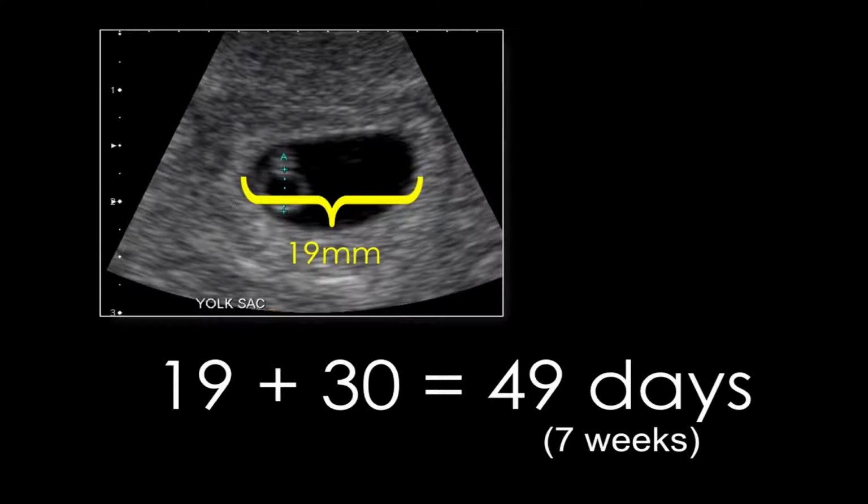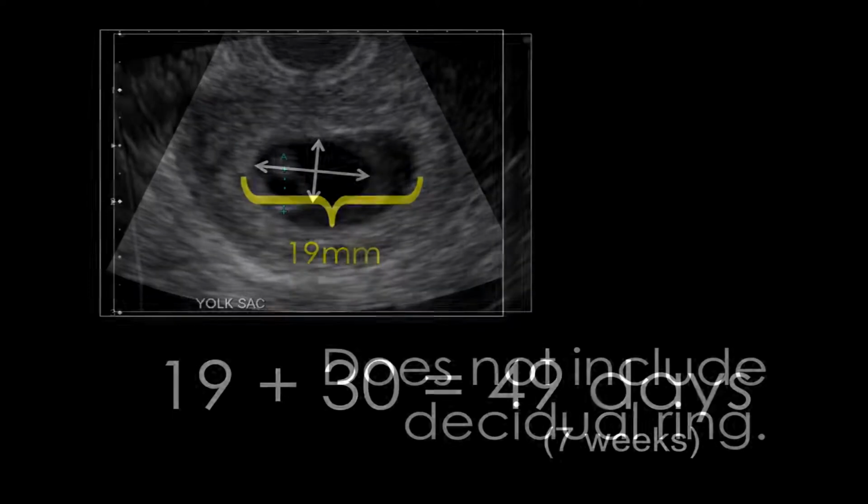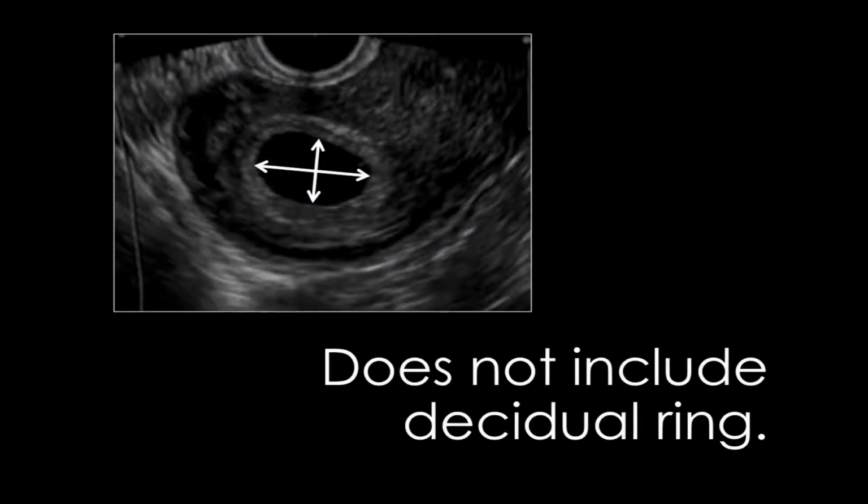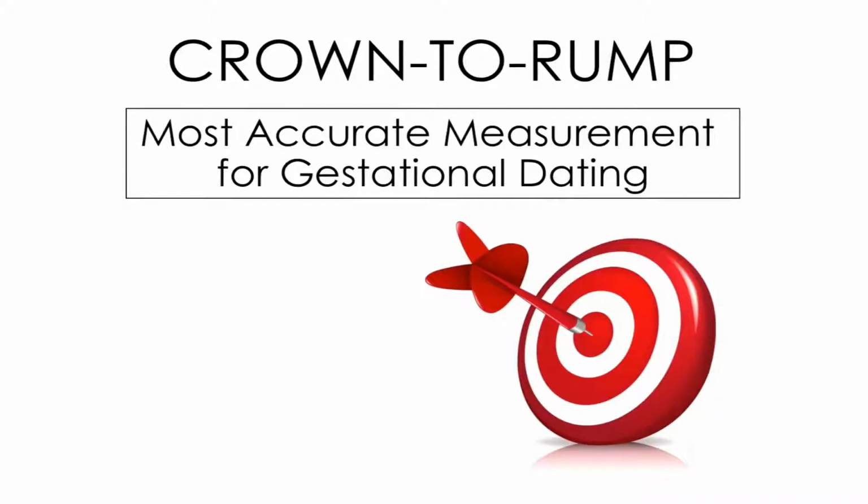Therefore, 19 plus 30 equals 49 days, or 7 weeks gestation. Of note, when measuring the gestational sac, you do not include the hyperechoic rim of trophoblastic tissue in the measurement. The crown to rump length of the fetus is the most accurate method to calculate the gestational age of the pregnancy, and you should attempt to get this measurement whenever possible.